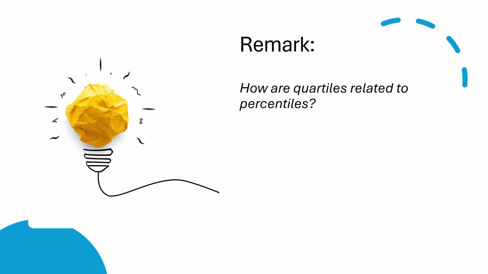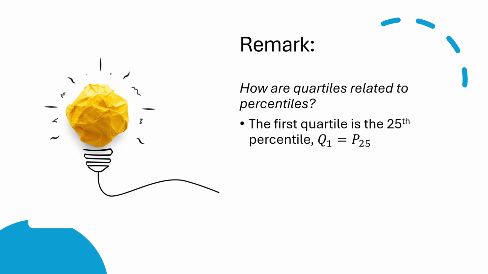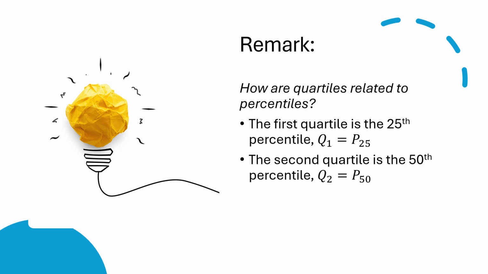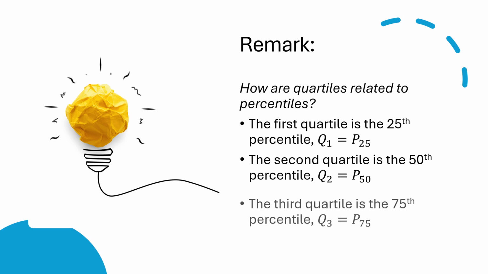We mentioned in the previous lesson that percentiles and quartiles are related to each other. We take note of the following remarks that tell us the relationship between percentiles and the quartiles. The first quartile is the 25th percentile, or Q sub 1 equals P sub 25. The second quartile is the 50th percentile, or Q sub 2 equals P sub 50. And the third quartile is the 75th percentile, or Q sub 3 equals P sub 75.